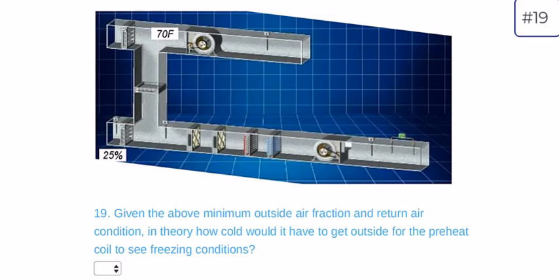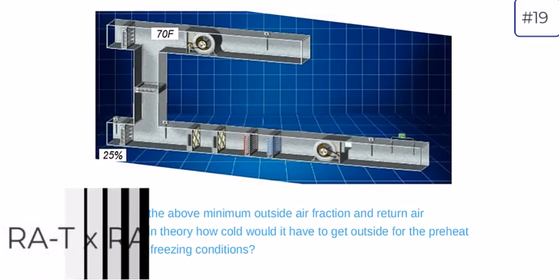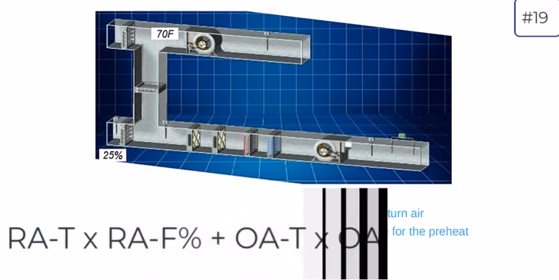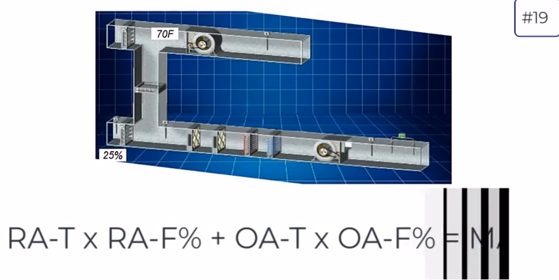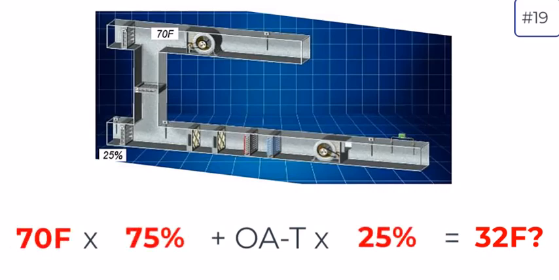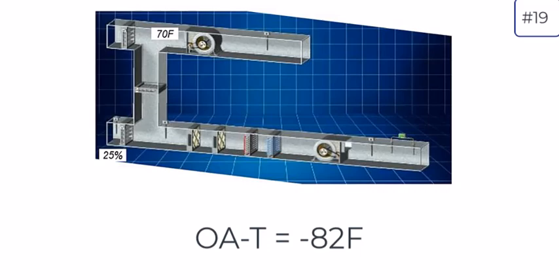So the equation would look like this. We would have return air temperature times the percentage of return air flow plus outside air temperature times the percentage of outside air flow. And when would that equal 32 degrees Fahrenheit? Well, when you plug these numbers in, you actually get a pretty low temperature. It would have to get negative 82 outside under these conditions for the preheat coil to see freezing conditions.